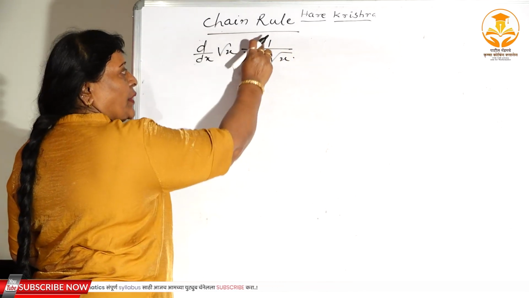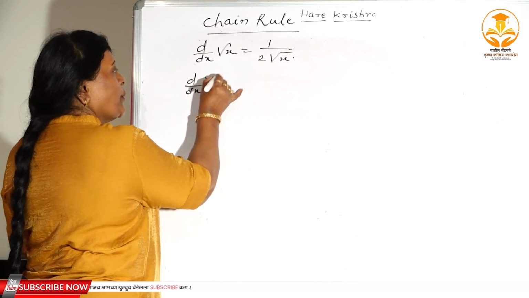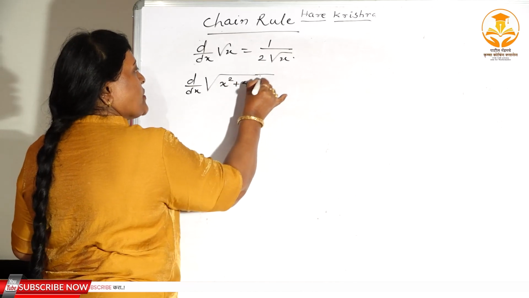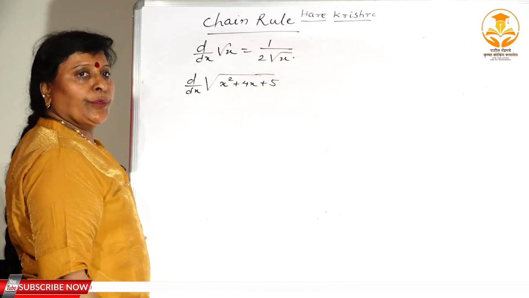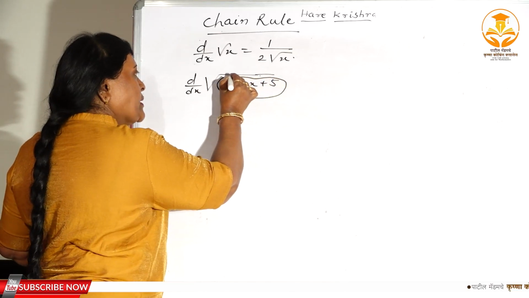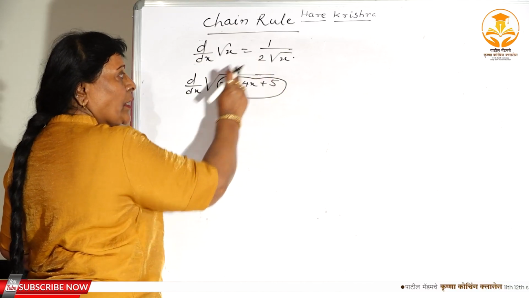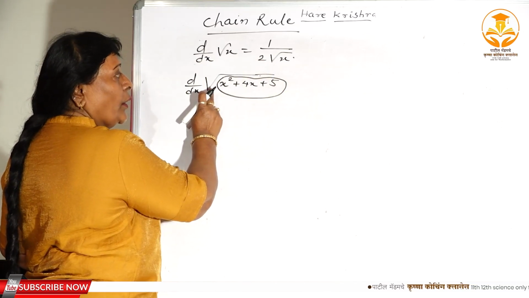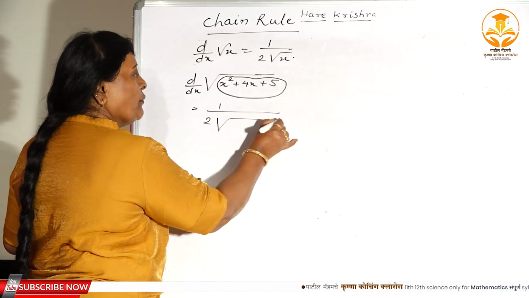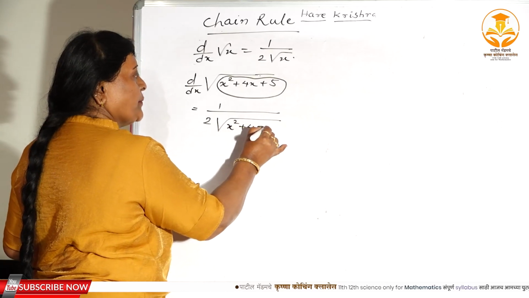फक्त x असेल तर 1 upon 2 root x. But if the problem is like this, again root of x square plus 4x plus 5. See how will you do this? Again this term, total term you have to consider as a u. जसं रूट एक्सचे डेरिव्हेटिव्ह 1 upon 2 root x, तसं याला u कन्सिडर करा. रूट u चे डेरिव्हेटिव्ह 1 upon 2 root u, 1 upon 2 root x square plus 4x plus 5.